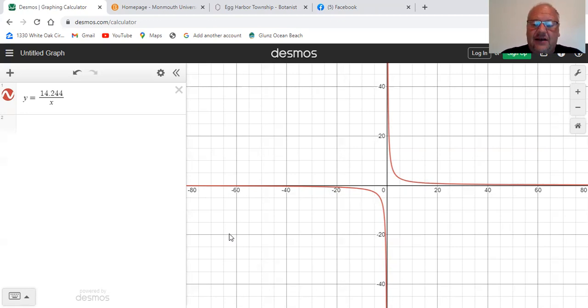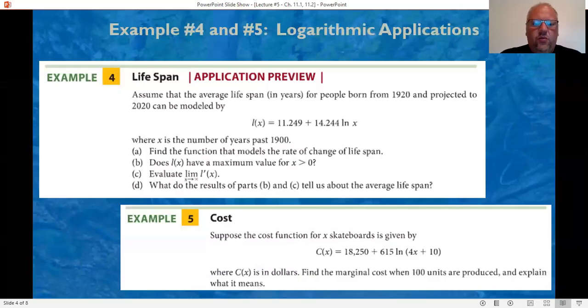But I would say when it says something like this, what do these results suggest about the lifespan? I would say don't look at the results B and C. More so look at the actual graph and see if you can use it to make heads or tails of the lifespan and to make some kind of statement that's practical about the way the lifespan behaves. All right, that's example 4.